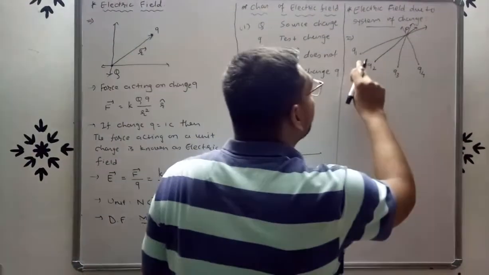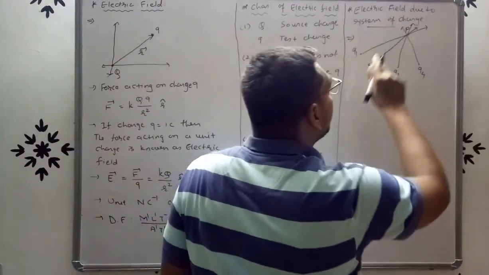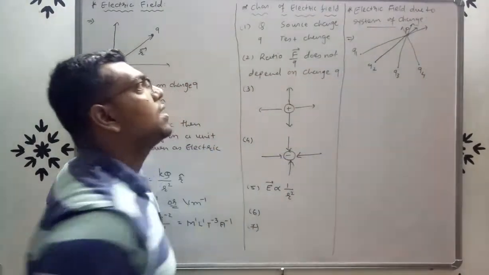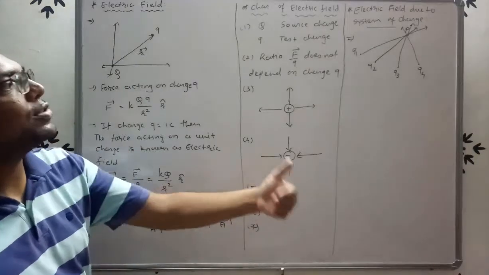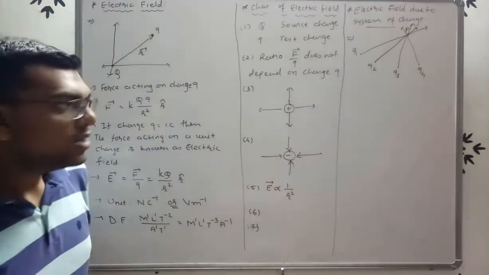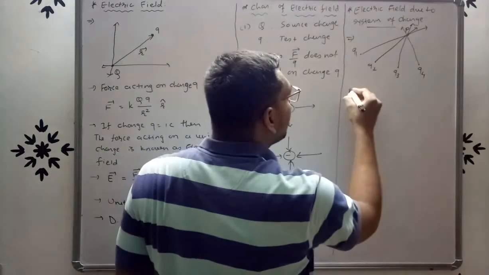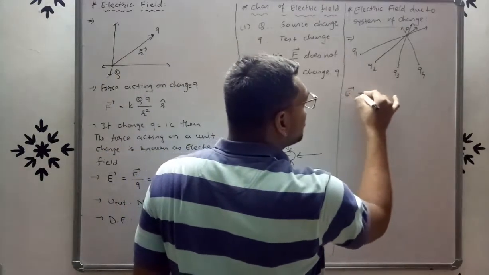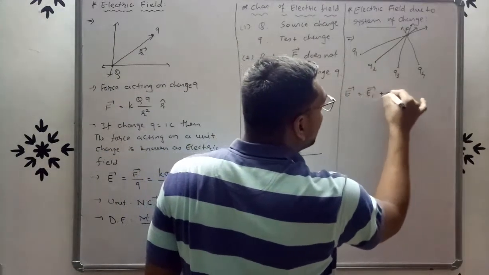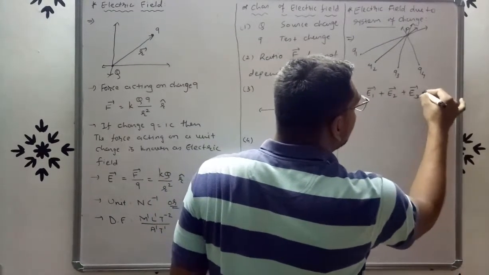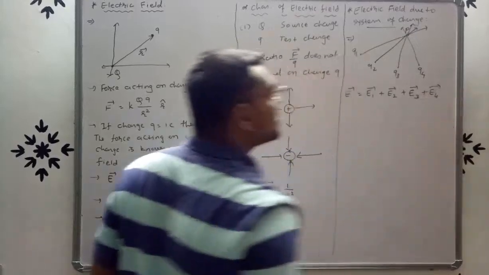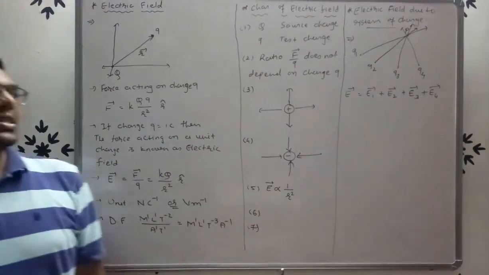So here the electric field is due to this system of charges, right? Charge Q1, Q2, Q3 and Q4, right? So the total electric field E is equal to E1 plus E2 plus E3 plus E4, right? Because here there are 4 charges.